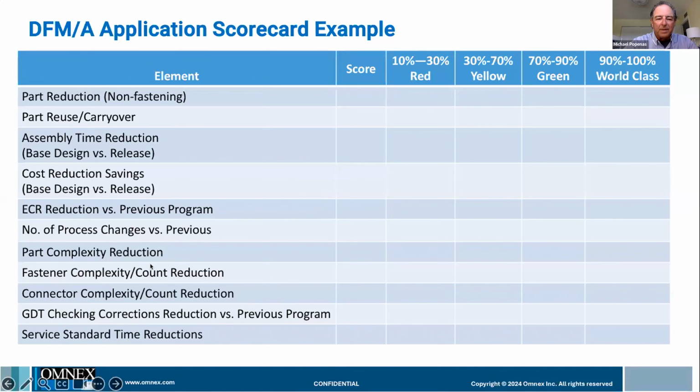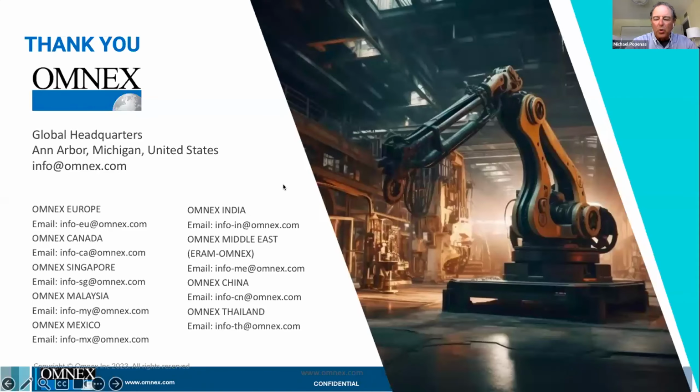Complexity. Fastener complexity. Connector complexity. How much GD&T checking? That's a good one on this program versus previous. And then service standard times. Are they getting reductions from simplified designs? And you can put some scaling on there. This is just a general approach, maybe measure it red, yellow, green by percentage, how you're delivering on each of these. It's a good way to look at it.